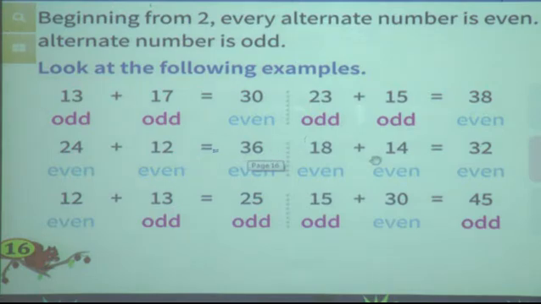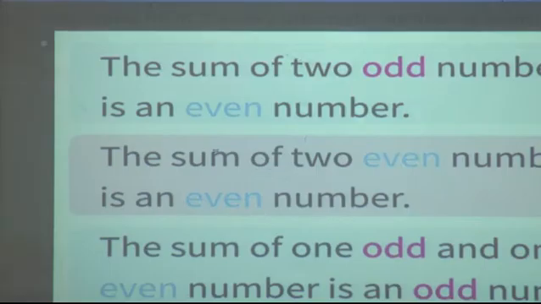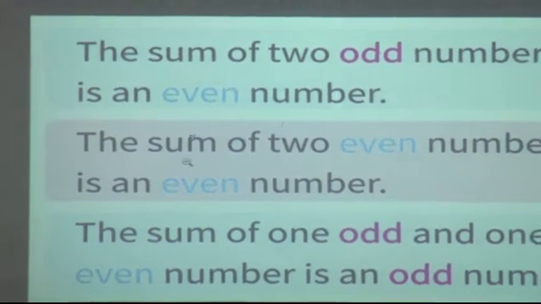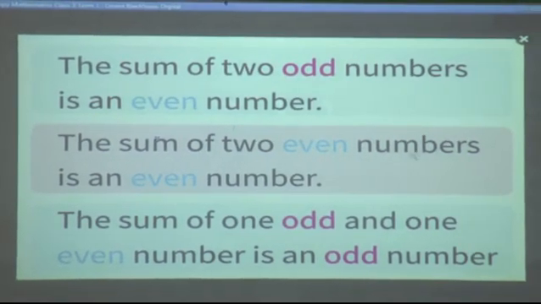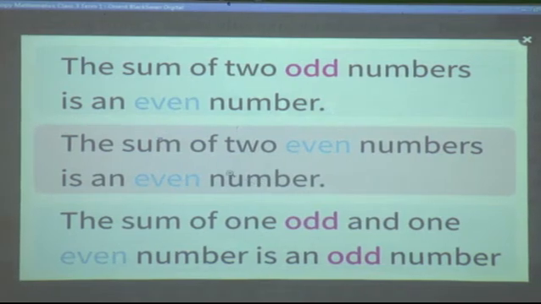Okay. See here one more example given here: 18 plus 14. 18 is also an even number and 14 is also an even number. If we add these two numbers, then we will get 32, which is an even number. Why? Because at the ones place 2 is there and 2 is an even number. So what will be our second property? See this property. The sum of two even numbers is an even number. If we add two even numbers, then we will get an answer which is also an even number.